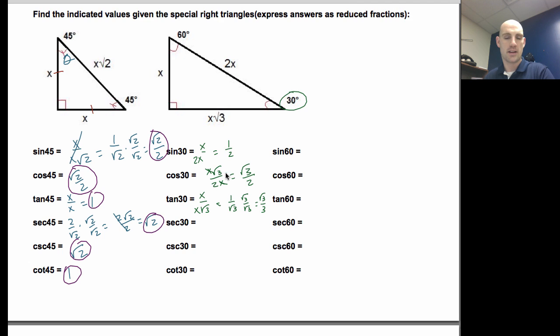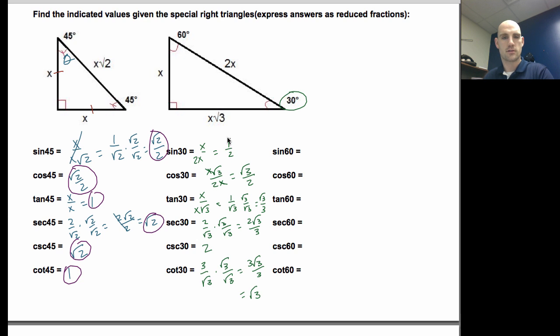Secant, once again, it's the reciprocal of cosine. And so it's going to be 2 over square root 3. So if I rationalize it, 2 root 3 over 3. Cosecant, I'm just going to flip over sine. It's going to be 2. Cotangent, I'm flipping over tangent, so it's 3 over root 3. Again, I can rationalize this. 3 root 3 over 3, so it's just root 3.